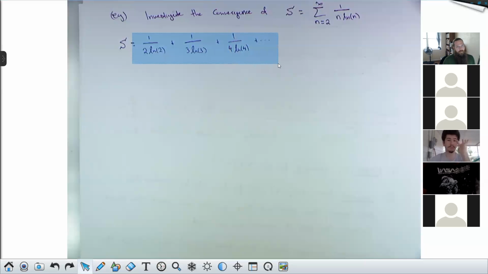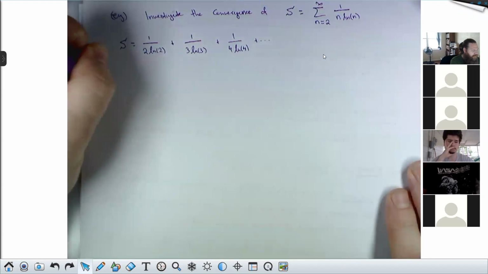Is this geometric? No, it's not, right? Definitely, you can't multiply by some fixed constant to go from here to here or here to here. It's not geometric. It's not telescoping. It's not any of that. So the integral test is our only real tool. You could have tried using the test for obvious divergence, but of course it's going to pass that, right? As n goes to infinity, the downstairs here goes to infinity, so the general term would go to 0. So the only thing that's worth trying here is the integral test.